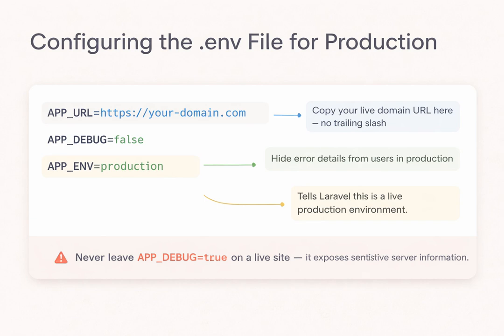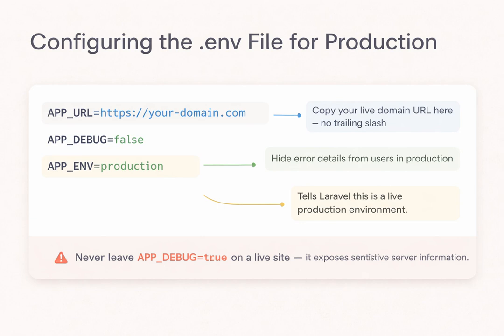First, set app URL to your live domain, and the instructor specifically notes, do not put a trailing slash at the end of the URL. Second, set app debug to false. When debug mode is on, Laravel shows detailed error messages, including file paths and database information. That is great for development, but a serious security risk on a live site.